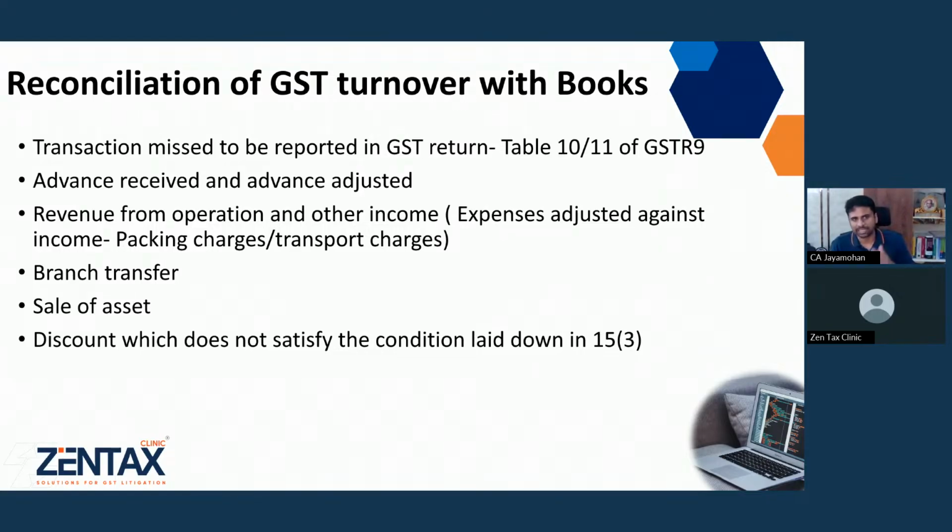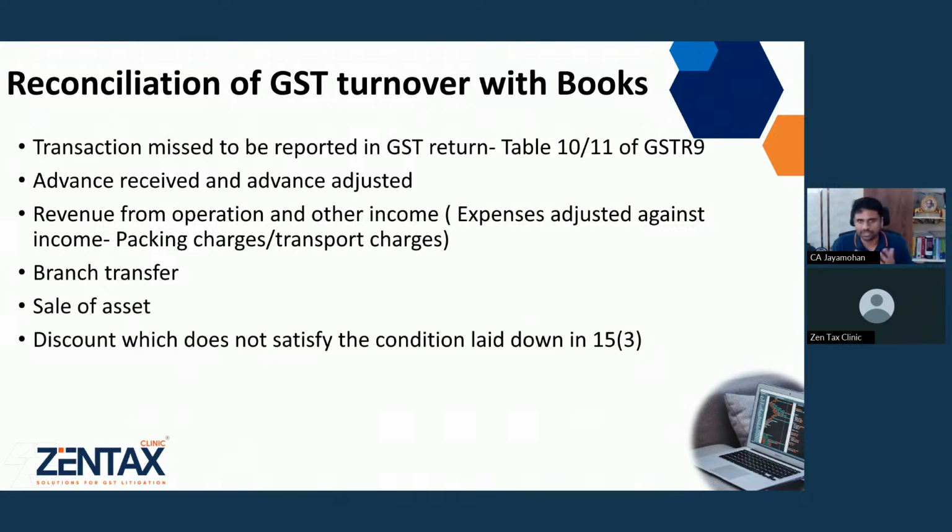So as I already mentioned about branch transfer and sale of asset. Sale of asset is another important aspect, which is treated as a supply under GST, and it will be added to your turnover. Whereas in the Income Tax Act, only profit on sale of asset or loss on sale of asset will be captured in the profit and loss account. So this might also add to the differences.